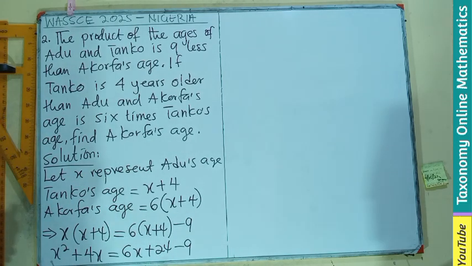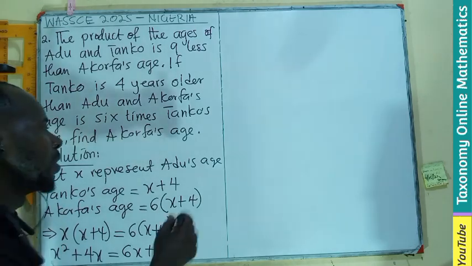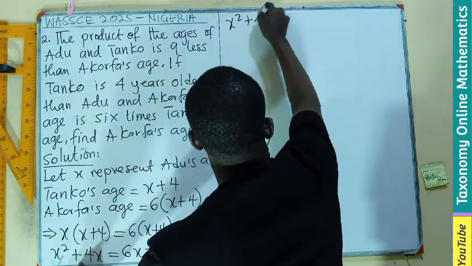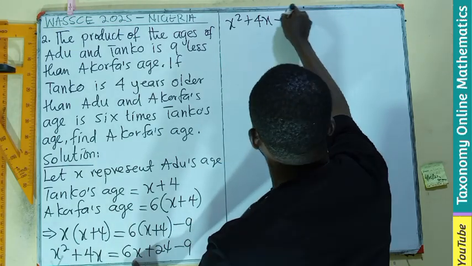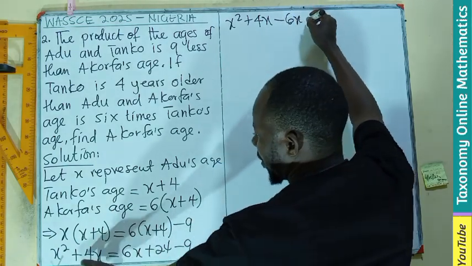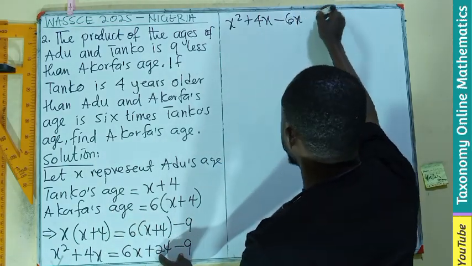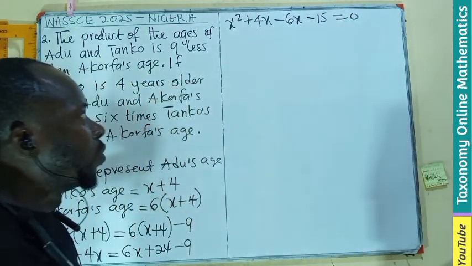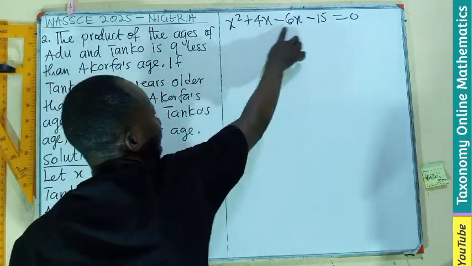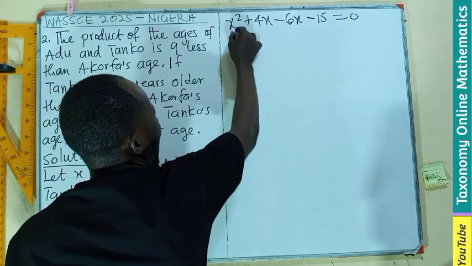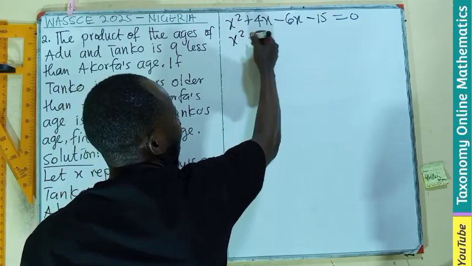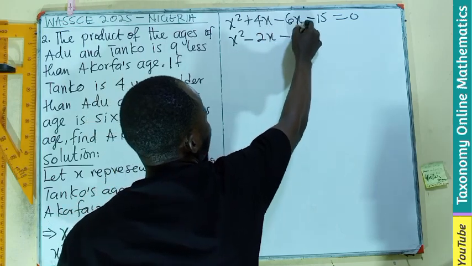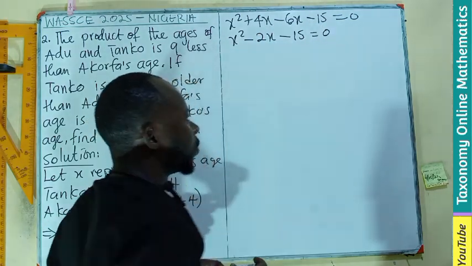We can now group like terms, bring all to the left, making x squared plus 4x minus 6x, and I think this is going to be 15, so minus 15 equals what? 0. We can now simplify this here and have x squared, 4 minus 6, that will give you minus 2x, minus 15 equals 0.